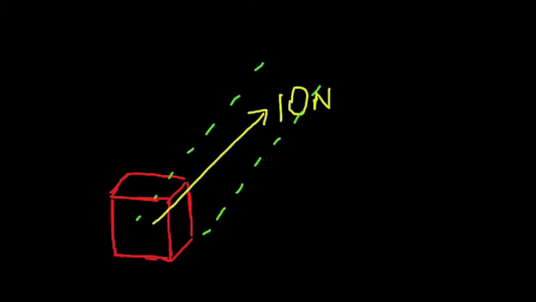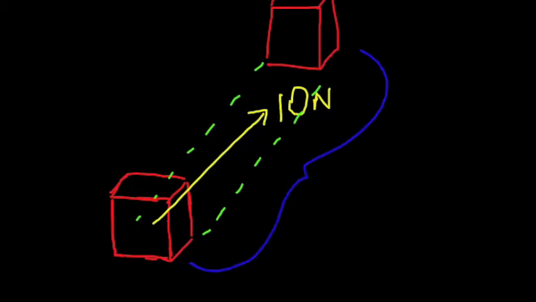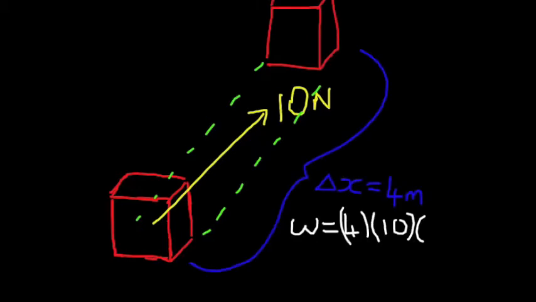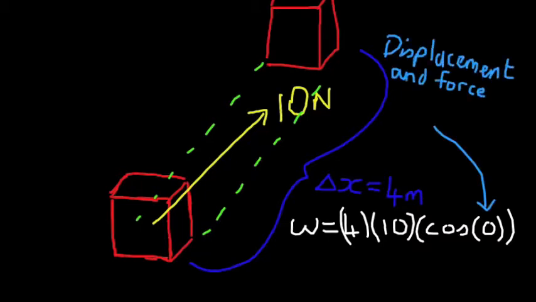So let's see what is happening. If you push a block with a force of 10 newtons forward so that it covers a displacement of 4 meters, then what is the work that you've done on the block? It must clearly be 4 times 10 times cos of 0, and therefore you do 40 units.